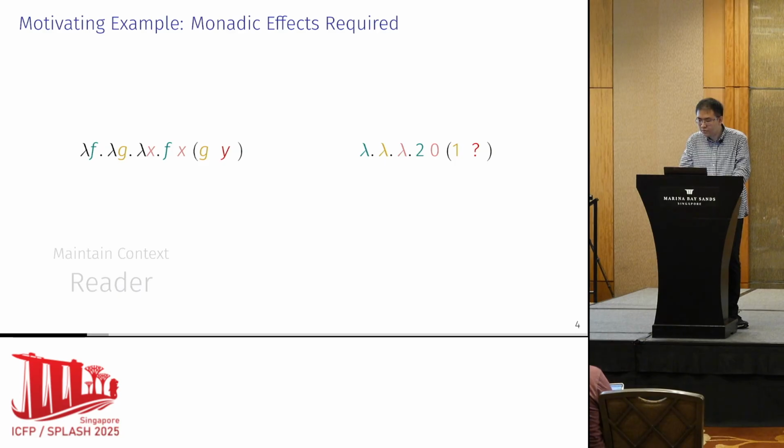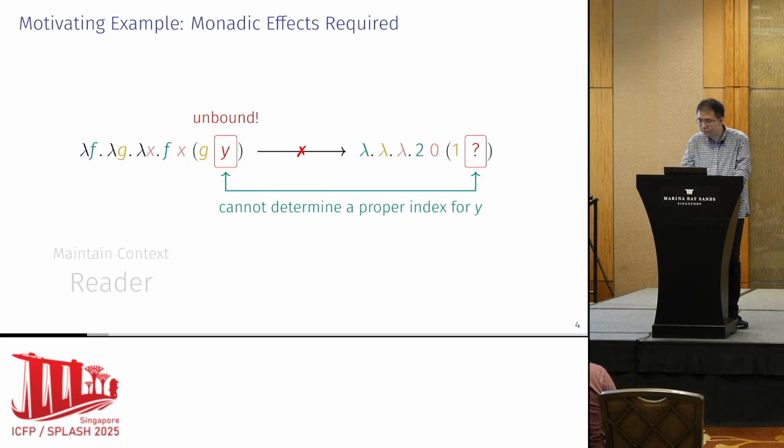Let's also consider this example where I use this unbound variable y. We cannot directly convert this to the right-hand side because we cannot determine a proper index for y. So in this case, we want to report a failure, which requires using the error effect.